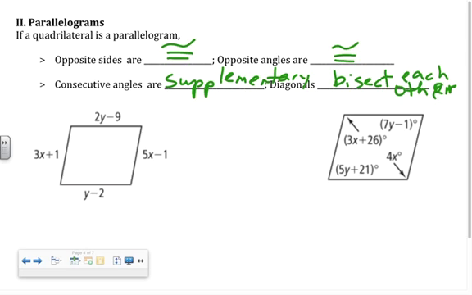Okay, so a couple of examples using properties of parallelograms. How can I solve for x here?